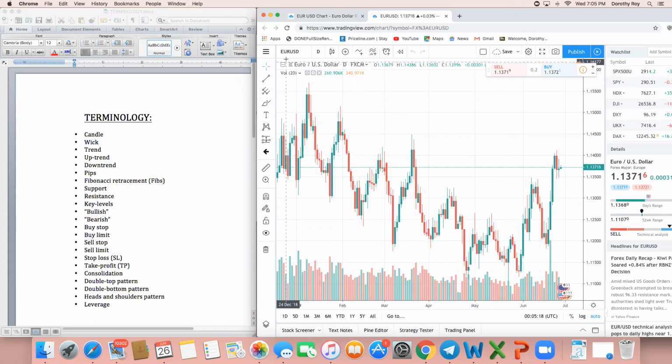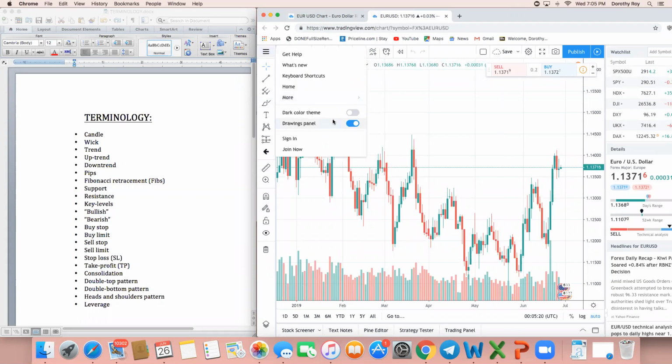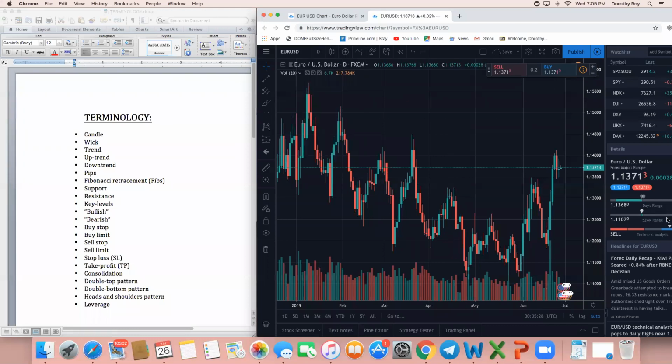My screen isn't looking the same because I'm using my desktop today. Let me see if I can, I'll just turn it down to dark theme because I do like it that way.